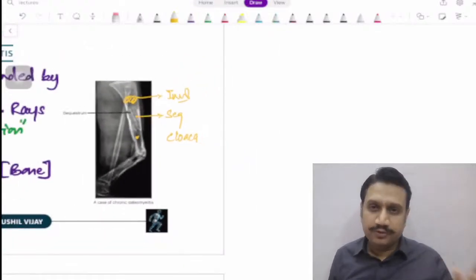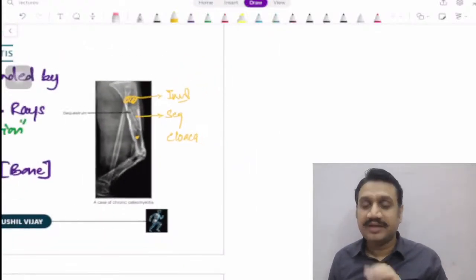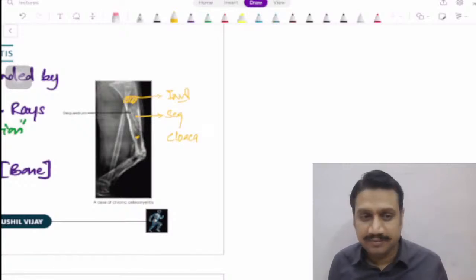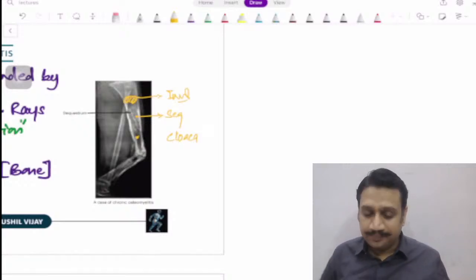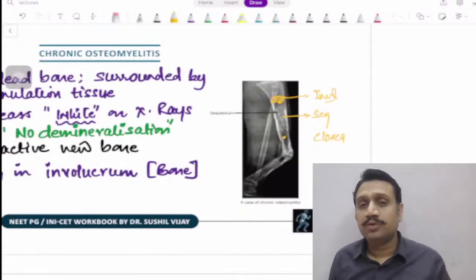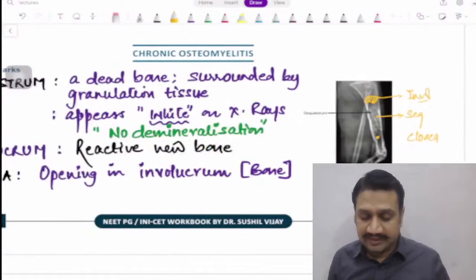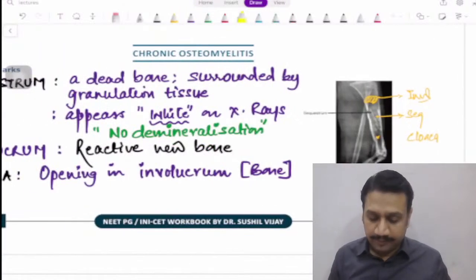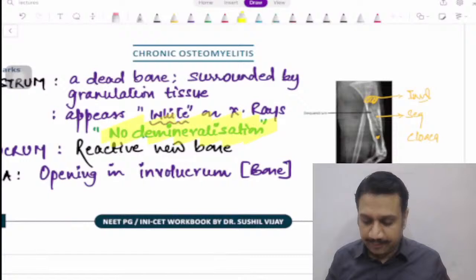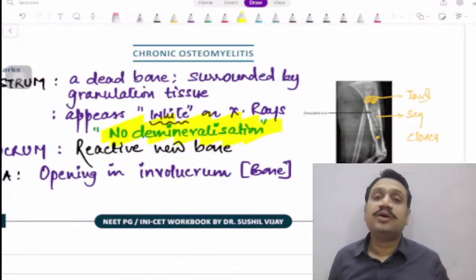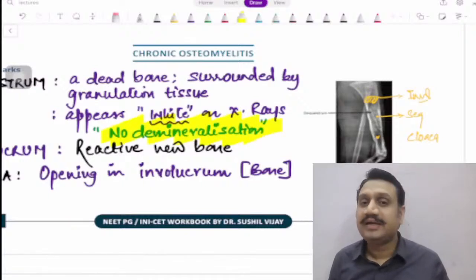In the previous few sessions, we got the image of this one once in INICET, and before that it was in the AIIMS exam. So don't mark anything wrong here. Sequestrum has to be that dead piece of bone, white, which is dead. It is white because in that dead tissue, that part of the bone, demineralization cannot happen. The minerals cannot be taken out.